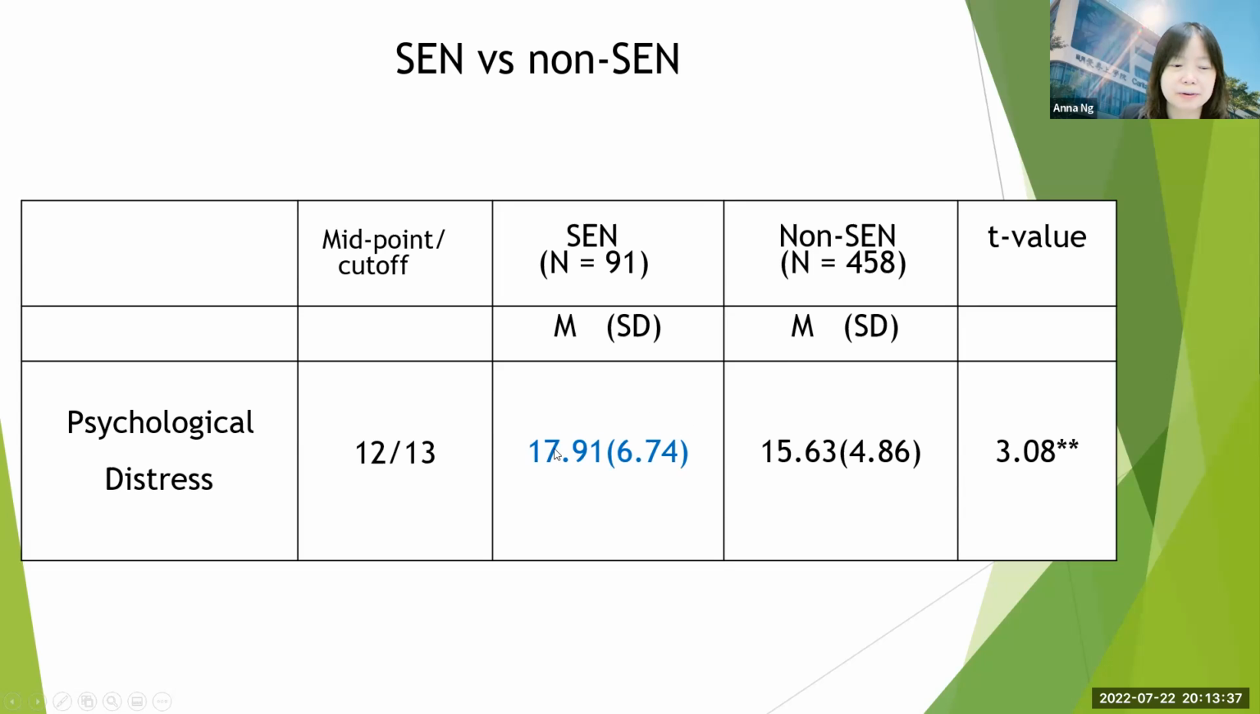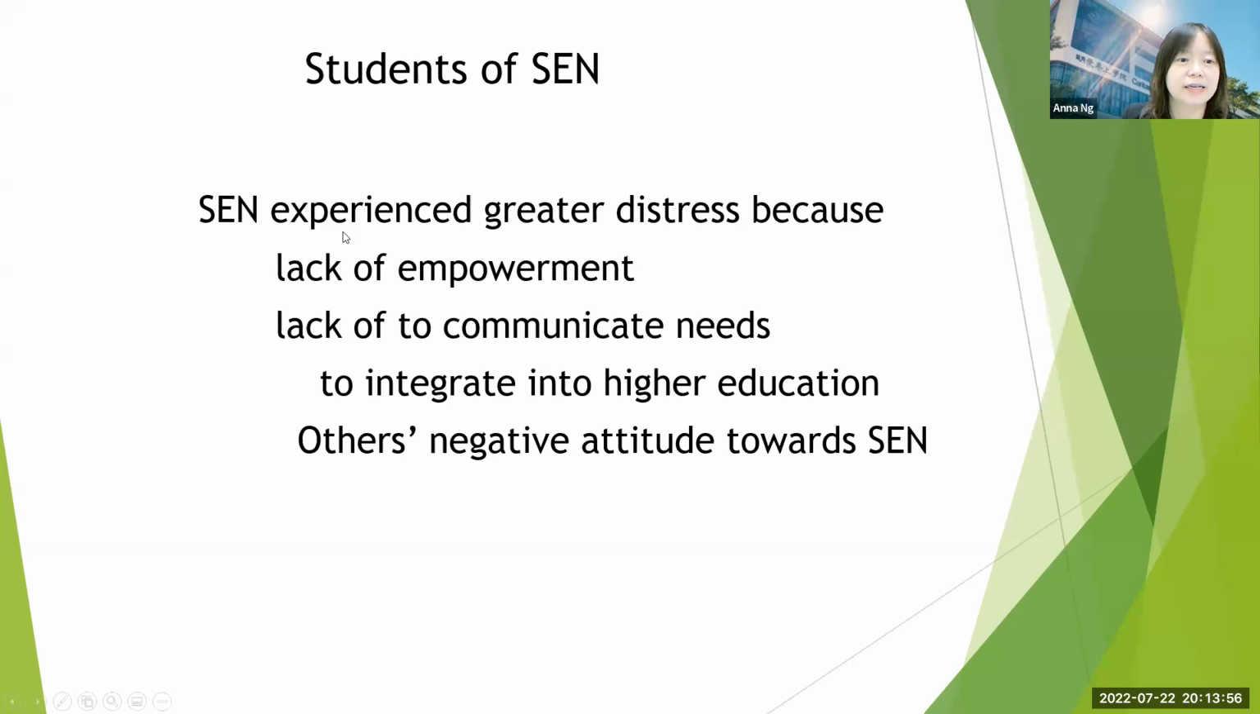This is a table showing their score in psychological distress. As you can see, SEN students score higher than the midpoint of the distress scale, and non-SEN also score higher than the midpoint, but SEN students score higher. So students with SEN experience greater distress because they lack empowerment or communication skills. They don't know how to integrate into higher education. And also they might experience others' negative attitudes towards SEN as well.